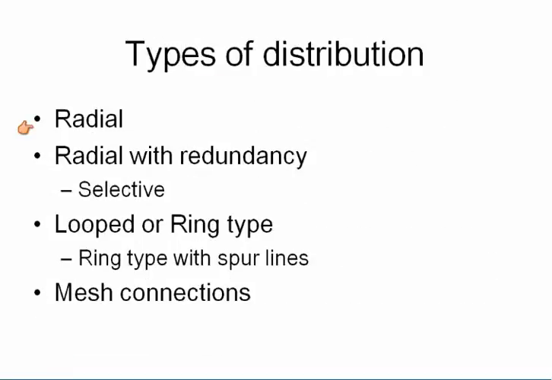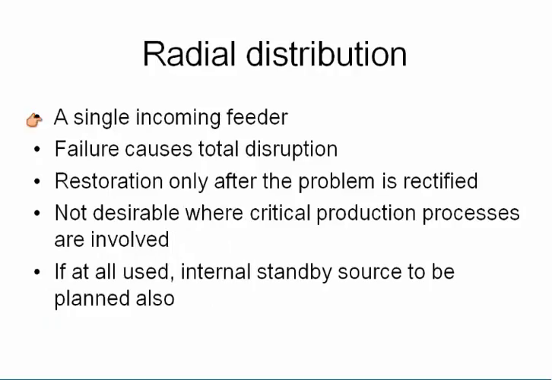Types of distribution, you have radial system, radial with redundancy, loop or mesh. We'll cover each of these types in the next few slides. So what is a radial distribution? Radial means a single feeder where if the feeder fails, entire system loses power. It is not desirable where you have industries, factories, hospitals and so on.